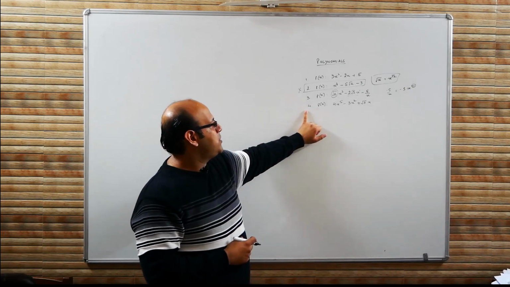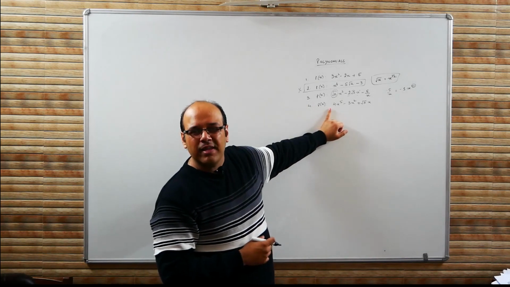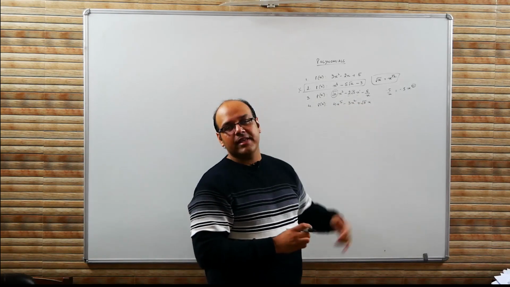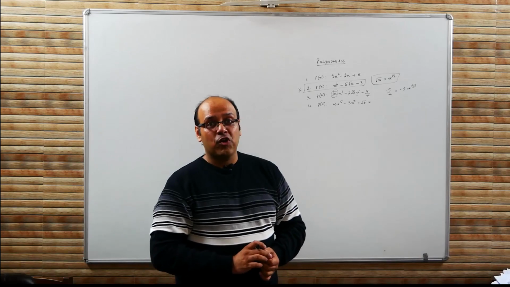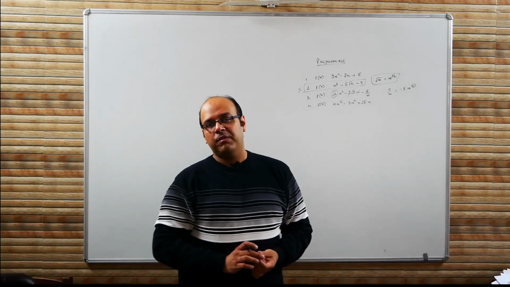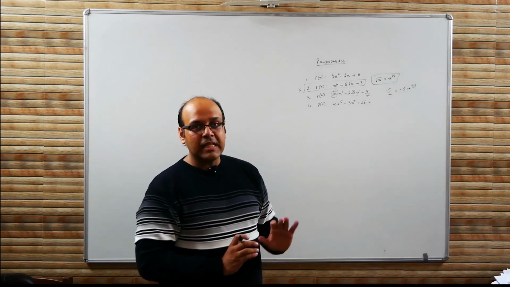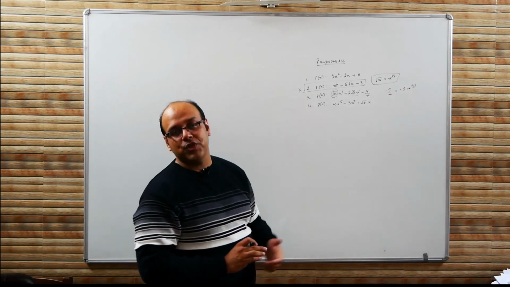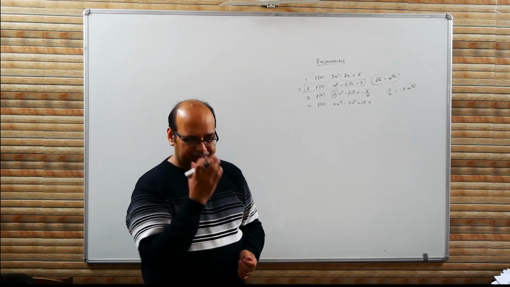If we look at the fourth expression, p(x) equals 4 times x to the power 5 minus 3x squared plus root 3 x, this is a polynomial because for all the terms that have the variable, the power of the variable is a whole number. This is what we learned in class 9th. I thought we should just revisit it.